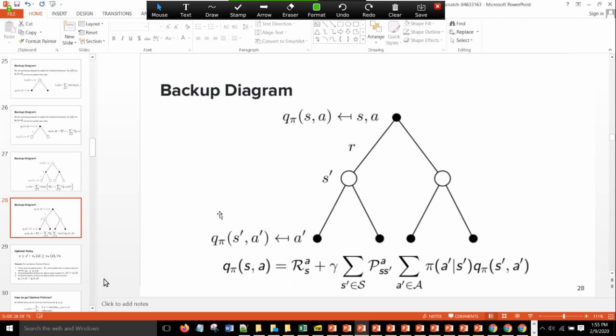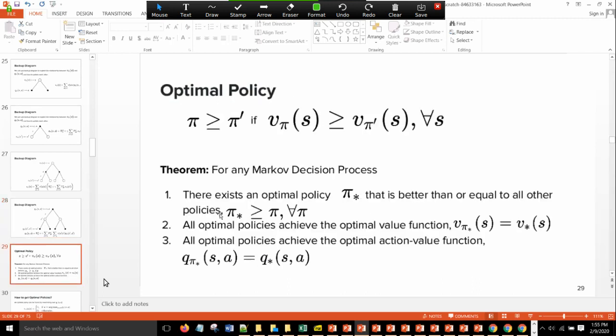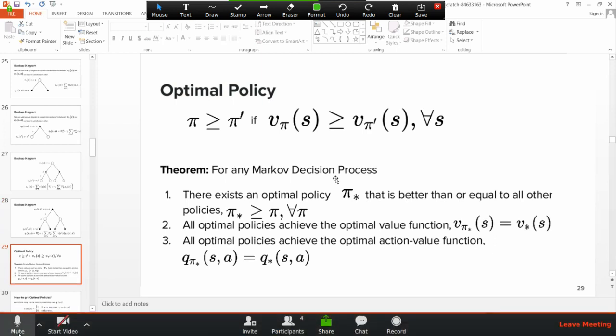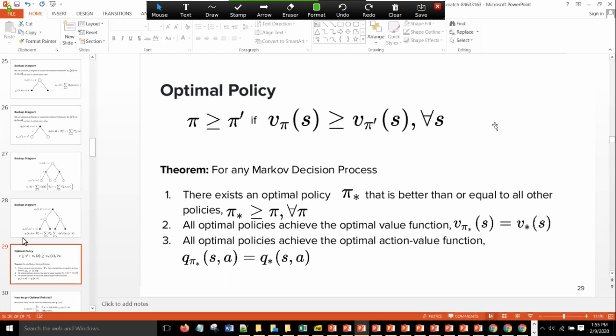Yeah, and then coming to the valuation part, regarding the optimal policy we were discussing, right? For any Markov decision process, there exists an optimal policy pi star that is better than or equal to all other policies. So our aim is to finally find this optimal policy, and this optimal policy will give you the optimal value function.